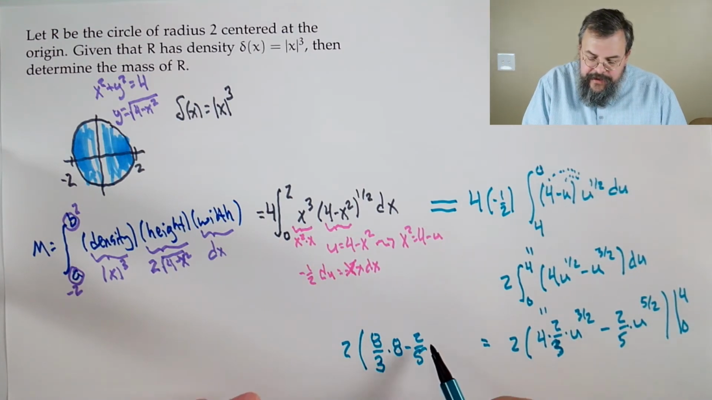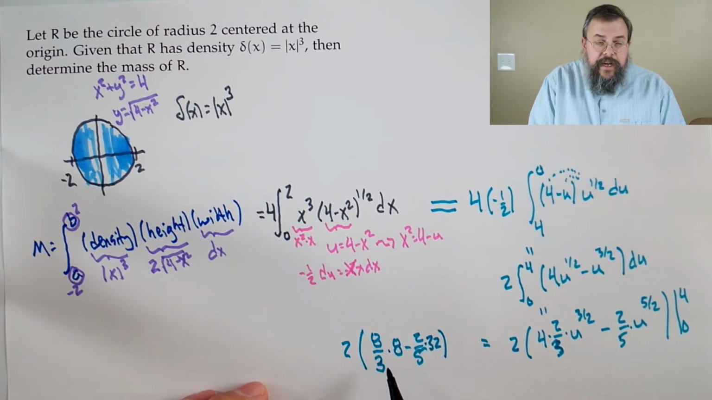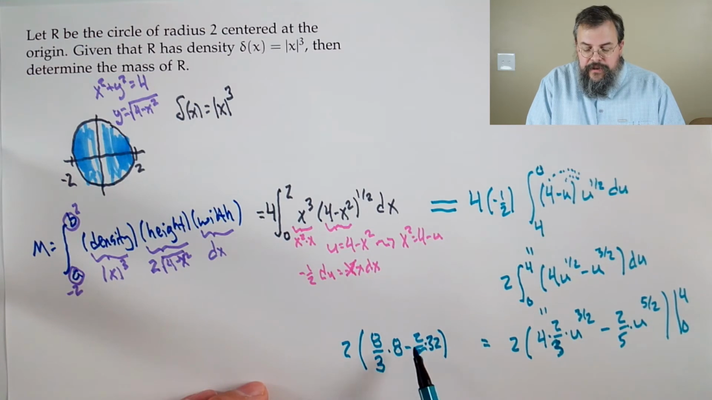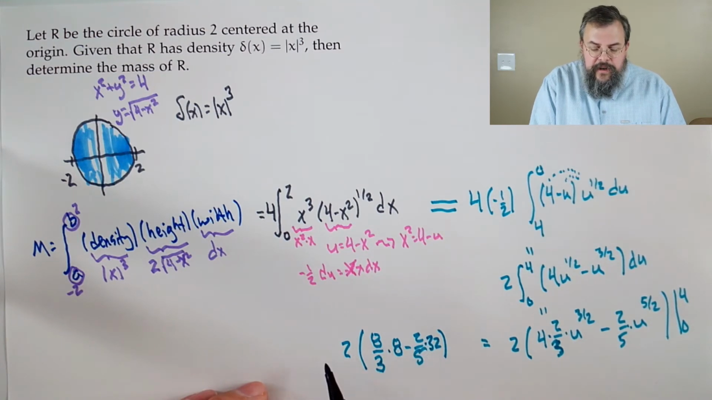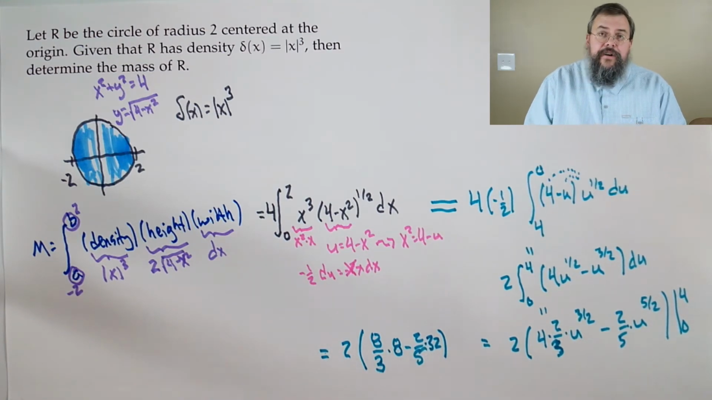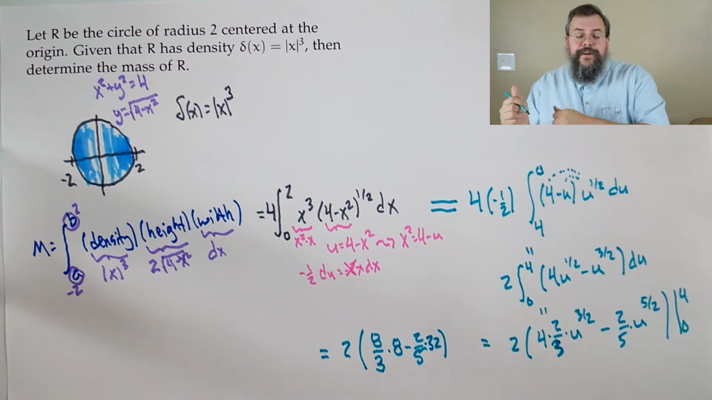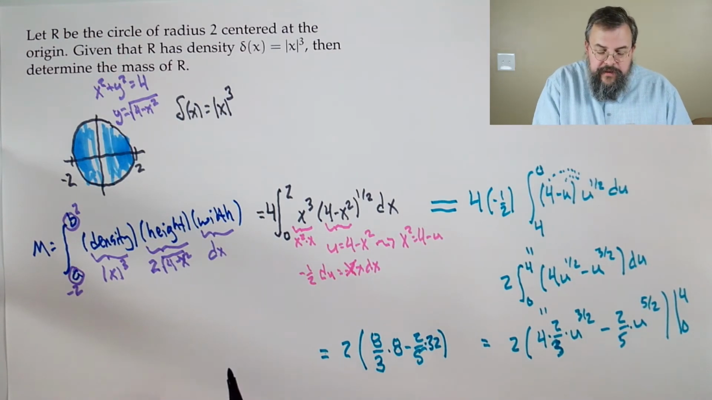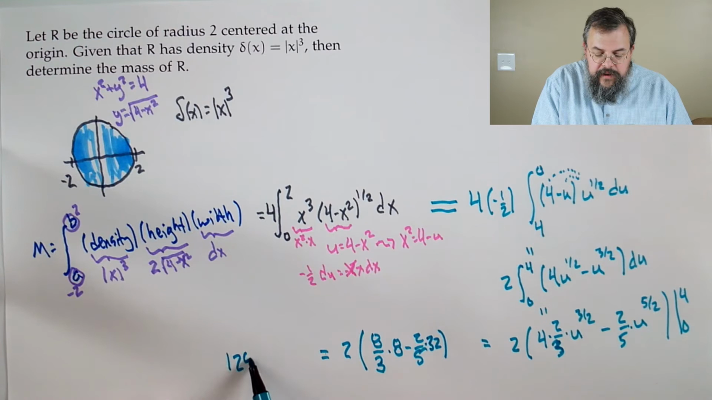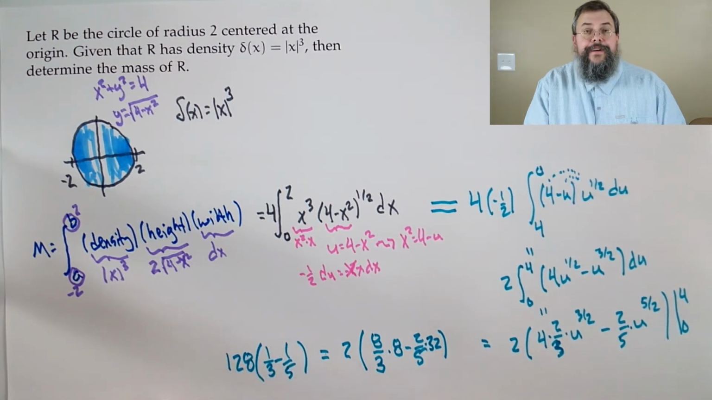So that's 32/5. And now if you look, 8 times 8 is 64. 2 times 32 is 64. So you can pull out a 64. And there's already a 2 in front, so that gets you to 128 times 1/3 minus 1/5.